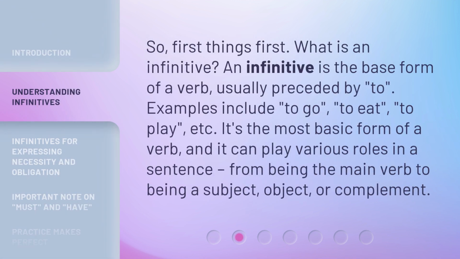So, first things first. What is an infinitive? An infinitive is the base form of a verb, usually preceded by "to." Examples include to go, to eat, to play, etc. It's the most basic form of a verb, and it can play various roles in a sentence, from being the main verb to being a subject, object, or complement.